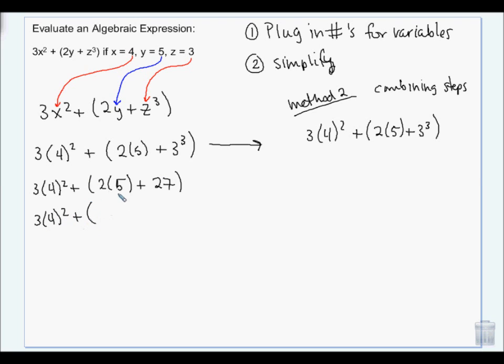Okay, so the next thing I do is multiplication. Okay, again, I'm still working on the parentheses because that's the first step, is doing whatever's inside the parentheses. So 10 plus 27 is 37. Now the next thing on my list is exponents. 4 squared is 16. And then multiplication, that's 48 plus 37. So that is 85.